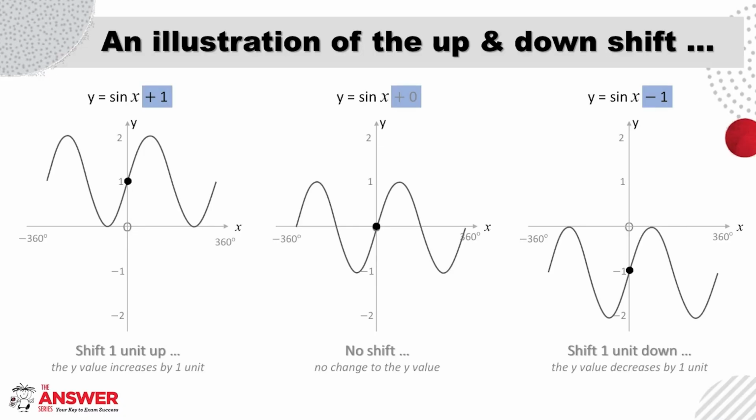As you can see from these graphs, the standard sine graph moves up 1 unit as a whole when 1 is added to the equation, and the entire graph moves or shifts down 1 unit when 1 is subtracted from the equation. It's also useful to be aware that when there is an up or down shift, then the range of the graph, which is the set of y values for which it exists, will change.